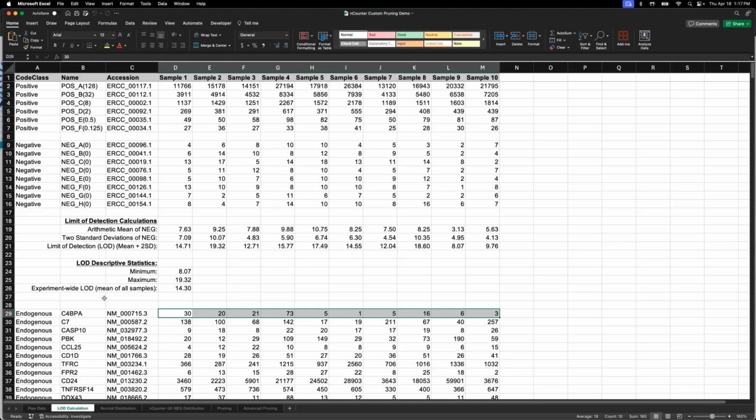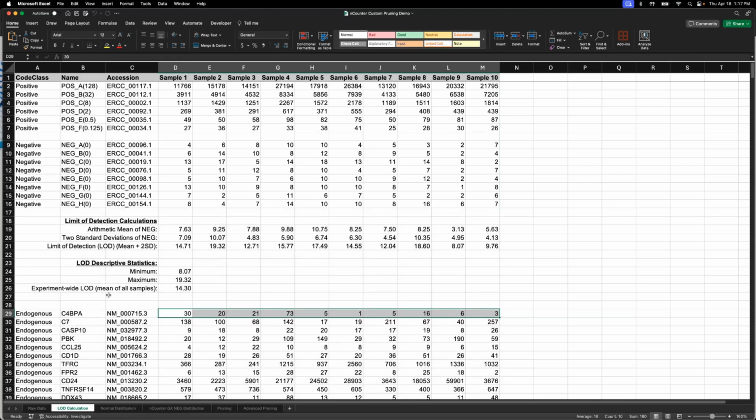Now, when I use the term limit of detection, that means something very specific in NanoString terminology. Limit of detection is one of the technical specifications of their assay, and they define it as the mean of the negative controls plus 2 standard deviations. So I'm going to break down exactly what this means for you.